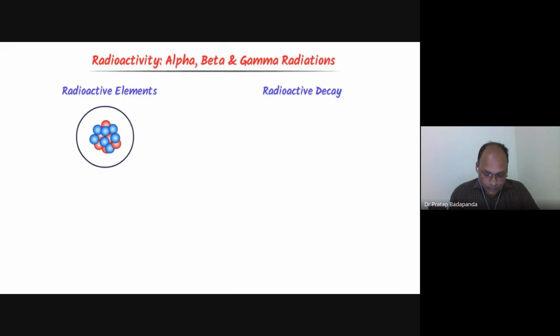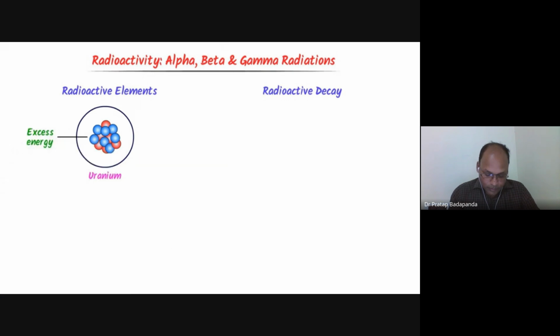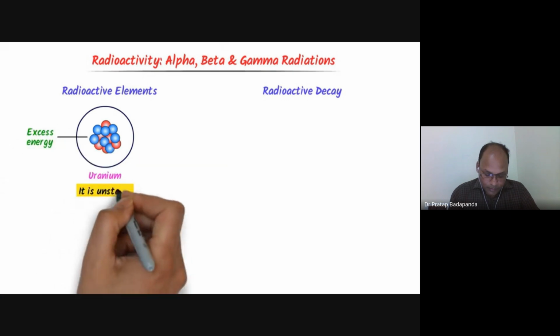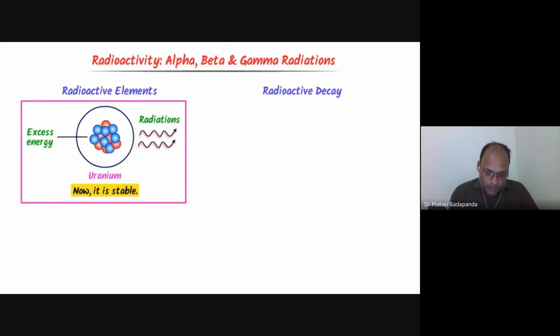Firstly, let me teach you what are radioactive elements and radioactive decay. Well, consider big atoms like uranium. The nucleus of uranium has excess energy, due to which uranium is unstable. Now it will release this energy in the form of radiations. When uranium releases this extra energy, it will get stability. So uranium is a radioactive element because it is unstable due to extra nuclear energy.